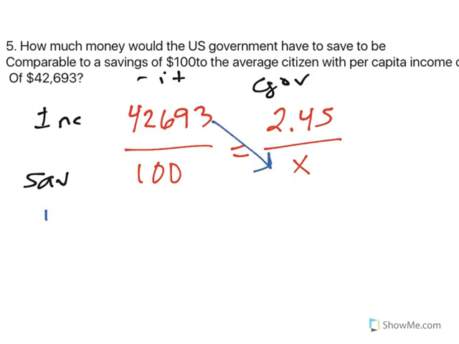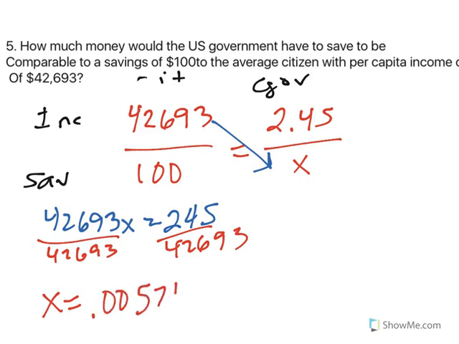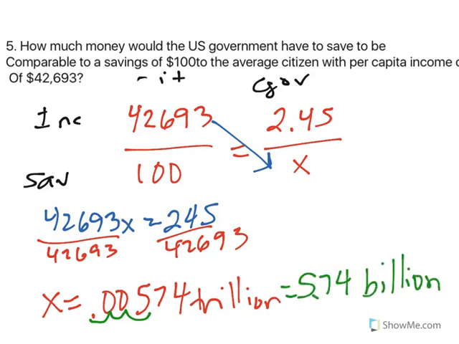So when I cross multiply, I get 42,693x equals 245. I divide both sides by 42,693, and I get an answer of x equals 0.00574, and that's trillion. Now, remember that millions, billions, trillions go in groups of 3. So 0.005 is a small amount of trillion. If we move it to the right 3, we change it to billion. So 1, 2, 3. This is the same as 5.74 billion.